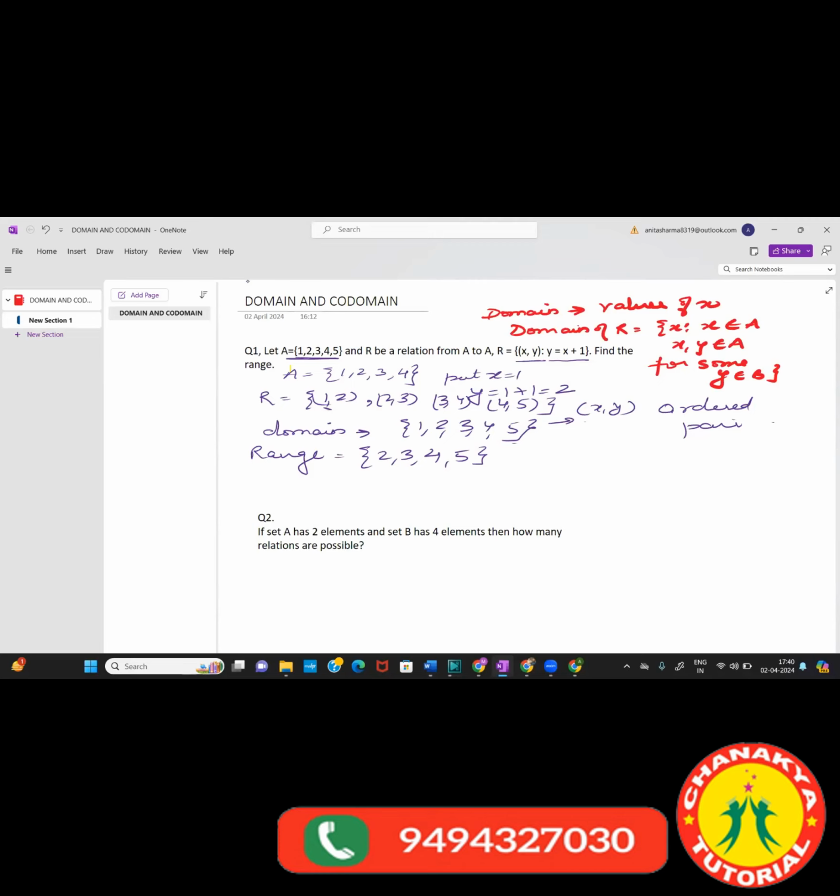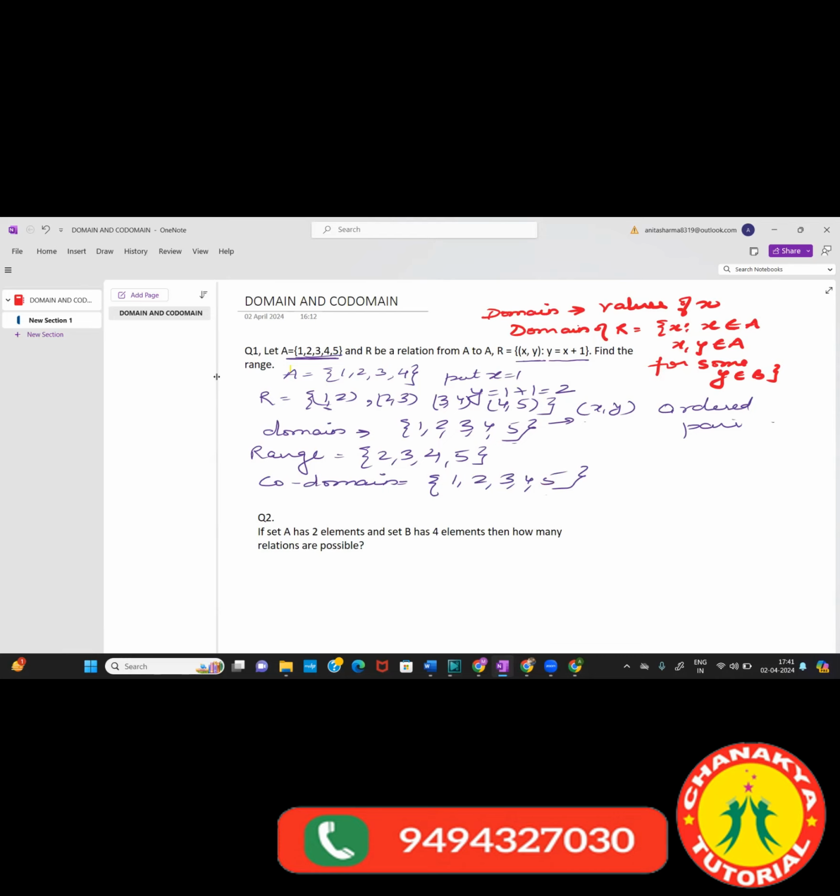And what is your codomain? What is your codomain? 1, 2, 3, 4, 5. Yesterday I have told you, codomain is basically a set, set B, right? So here codomain is this set only, 1, 2, 3, 4, 5. Understood, Dhanunjay? Any doubt, beta? Ma'am, can you hear me?